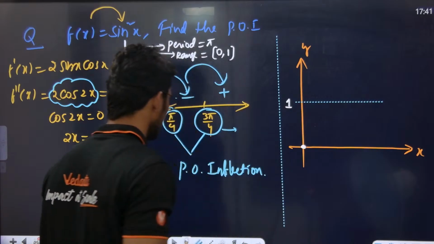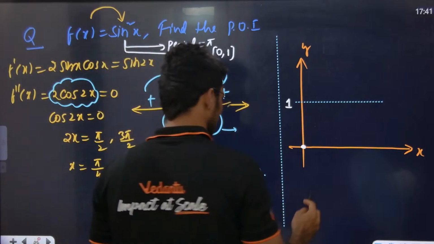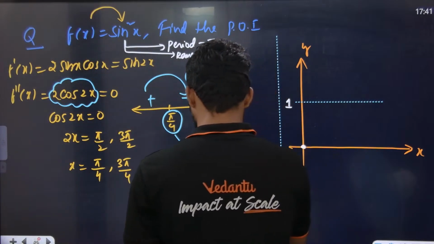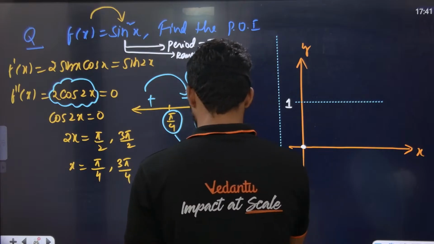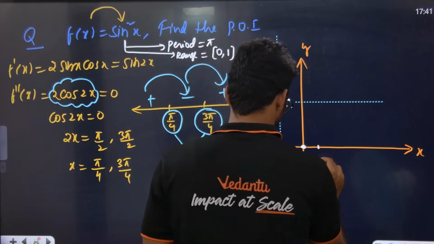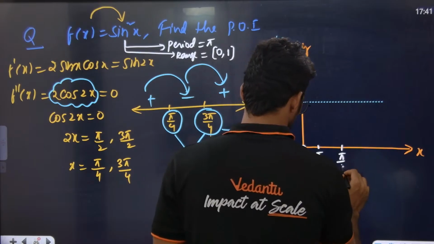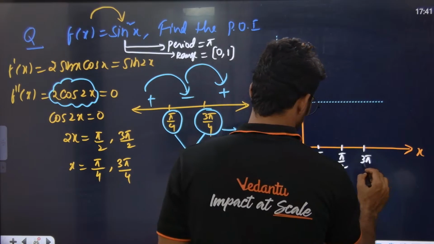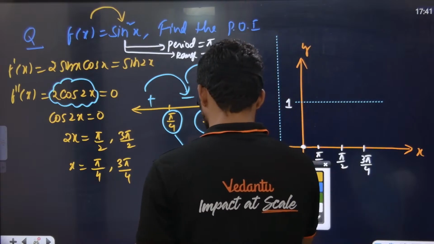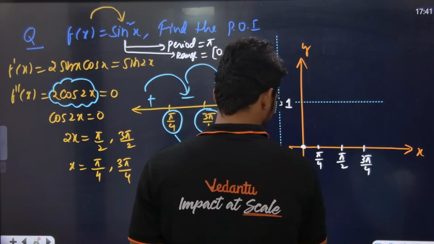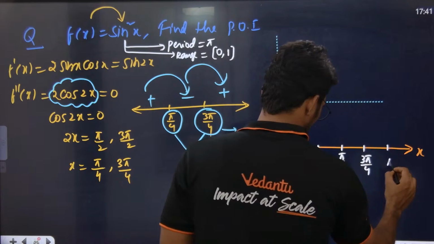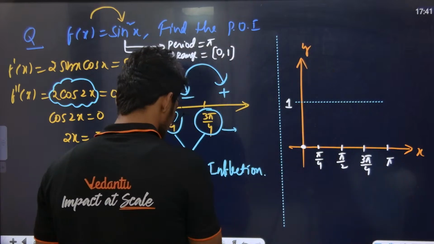Now, what I am saying, sir, is that pi by 4 will be here. Basically pi by 4, let me change that. Let me write with white color only. This is pi by 4, pi by 2 and then 3 pi by 4. After 3 pi by 4, again you can take this as pi. Let me take these points.